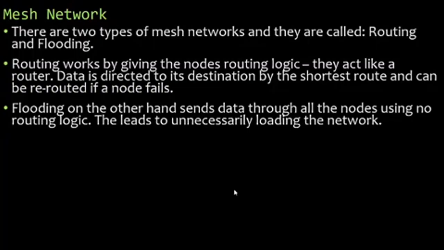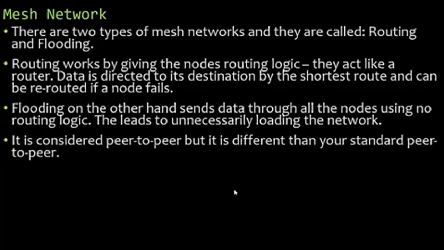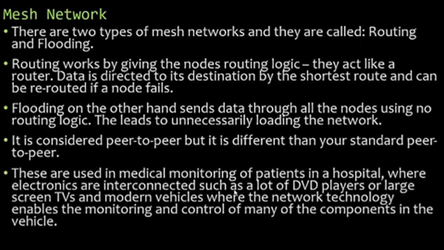Now, flooding, on the other hand, sends data through all the nodes using no routing logic. This leads to unnecessarily loading the network, because if there's a path open, it's taking it regardless of whether it needs to be used or not. It literally floods the entire network. It's considered peer-to-peer, but it is different than your standard peer-to-peer.